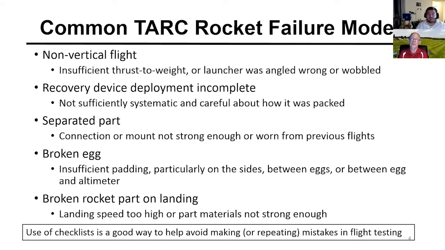You could have an incomplete deployment of your recovery device, your parachute this year. But if you are systematic, consistent, and careful about how you pack it, you'll never have that problem. If you just stuff it in the tube and hope for the best, you will have that problem. You could separate the rocket into 2 parts. Remember, this year the rocket has to come down with all parts connected together. Some years we do require they separate. This year we don't. We require that they not separate.